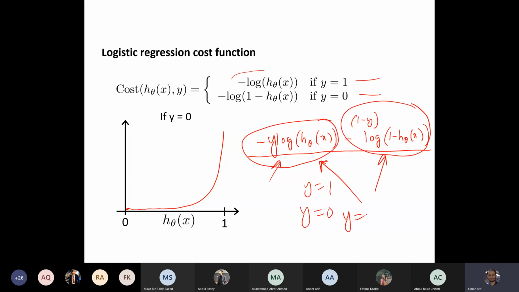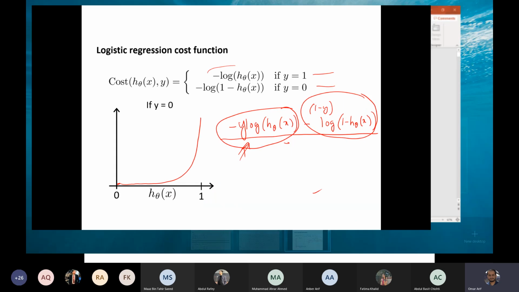And what will happen at y is equal to 0? Then this is going to go away, and here this is going to remain, right? So this is just a way to write it in a single expression. Okay, just give me a minute.